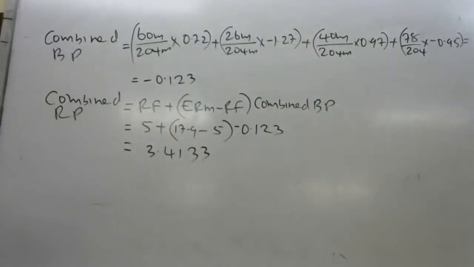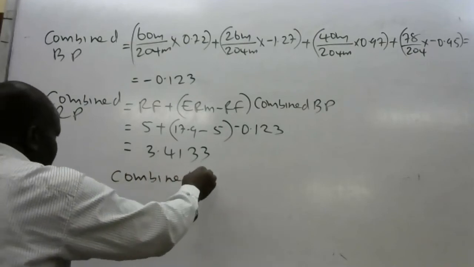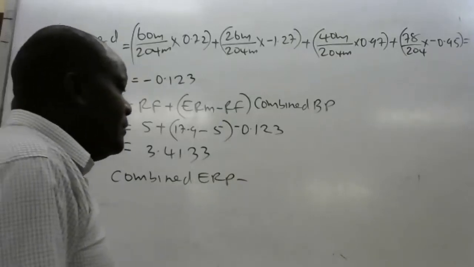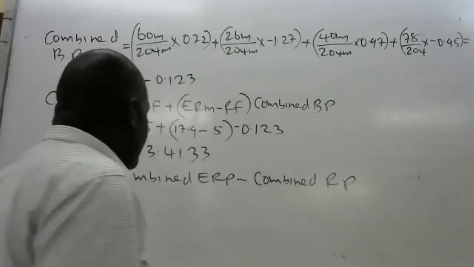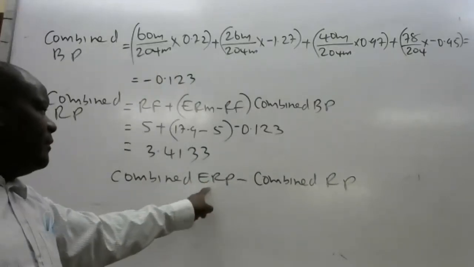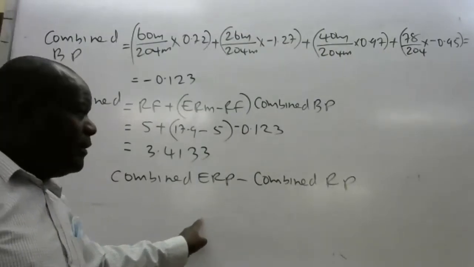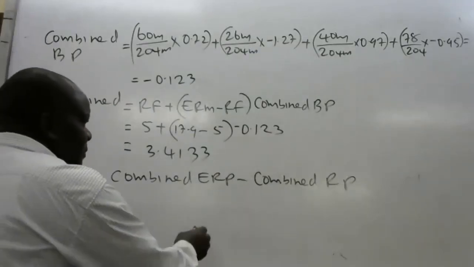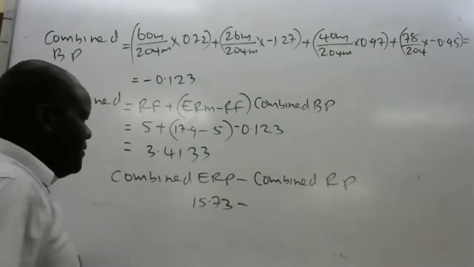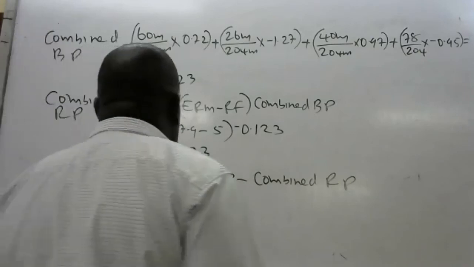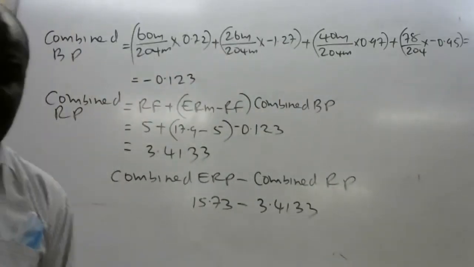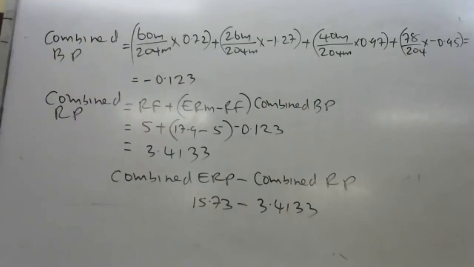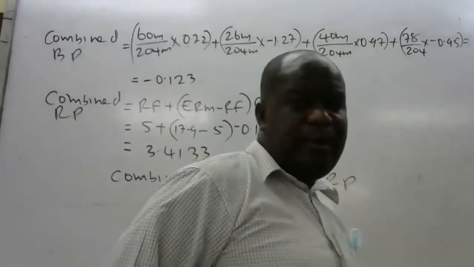So you want to know whether the overall was super efficient, inefficient, or efficient. We normally take the combined expected return for the portfolio and subtract the combined return of the portfolio. Under the Roman numeral one, we had already calculated this figure. It was 15.73. Now we have calculated this one, it is 3.4133. So you can see the overall is also super efficient.